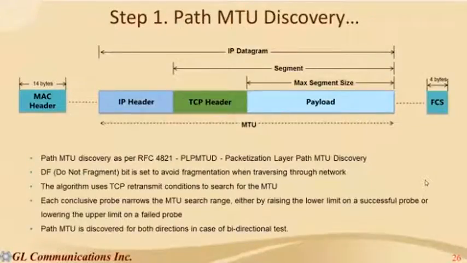This is how the path MTU discovery looks. The MTU contains the 20 byte IP header, the 20 byte TCP header, and the payload, which is the MSS. These are the typical terms used in TCP: the TCP segment, the IP datagram, and the maximum segment size. This path MTU discovery is determined based on RFC-2544 packetization layer path MTU discovery.